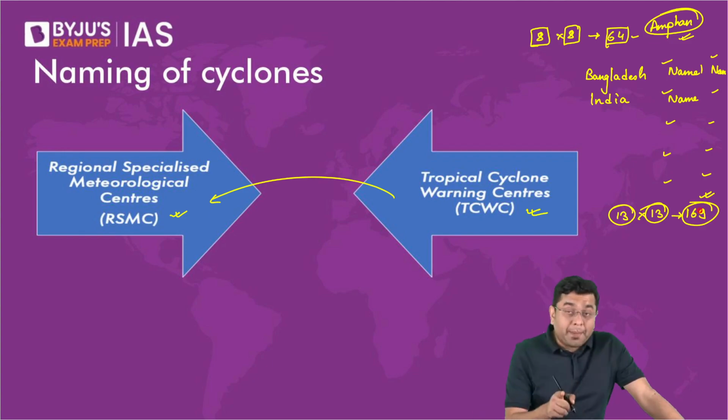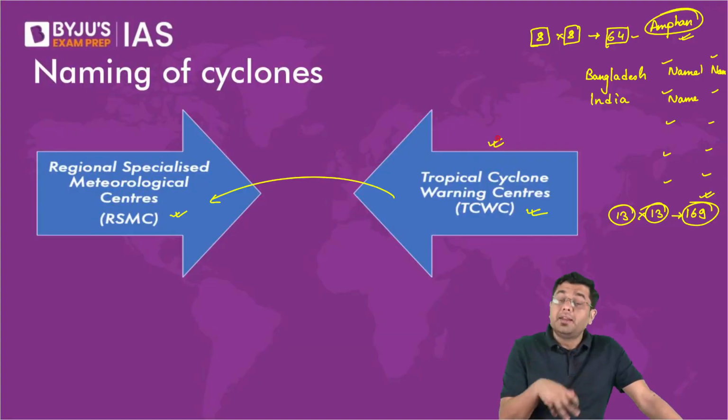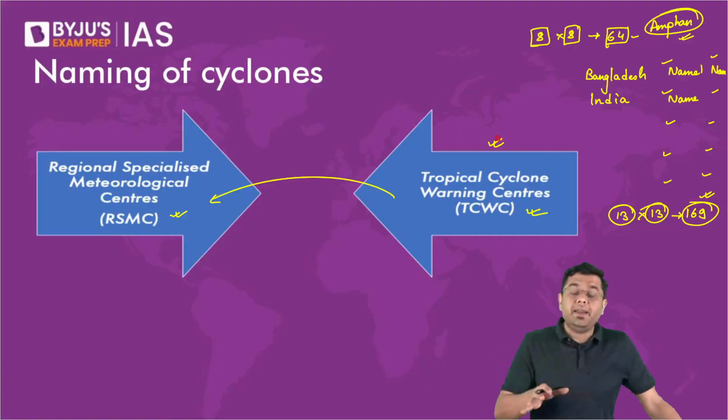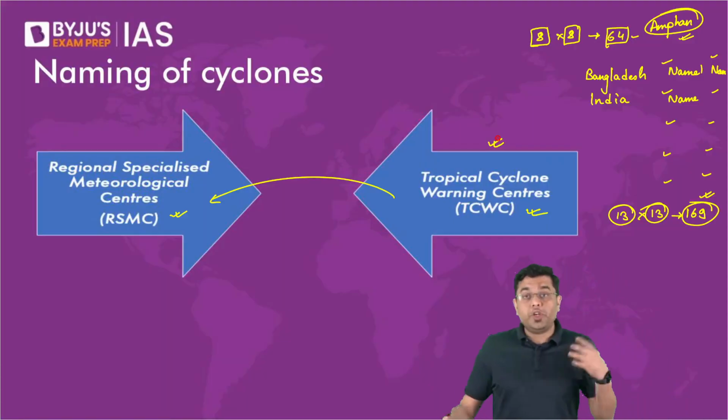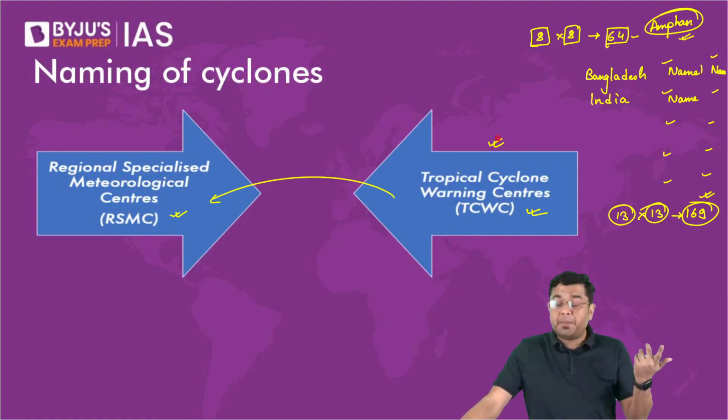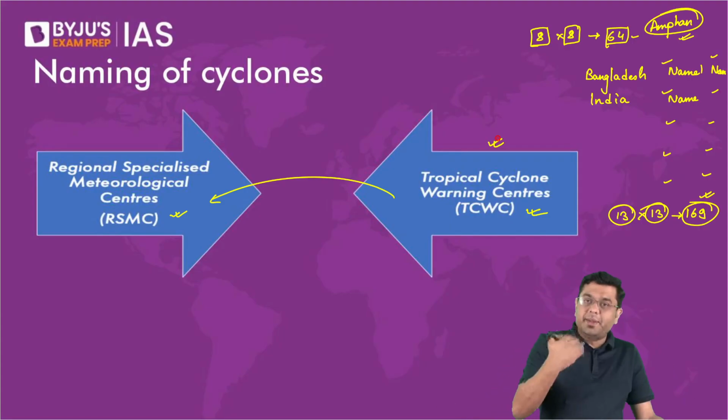So what happens whenever a low pressure center is created? That TCWC gives a warning and alert that a cyclonic circulation is developing. It will give you an idea about what kind of cyclonic circulation, whether strong, weak, etc. What is its movement? What is its expected path? And then after that, the RSMC takes over.